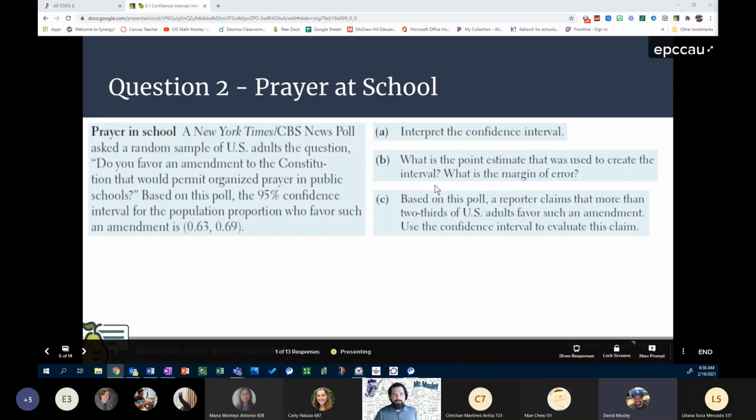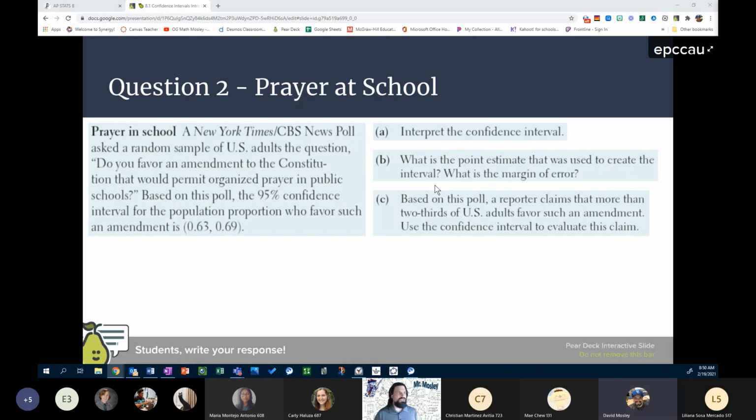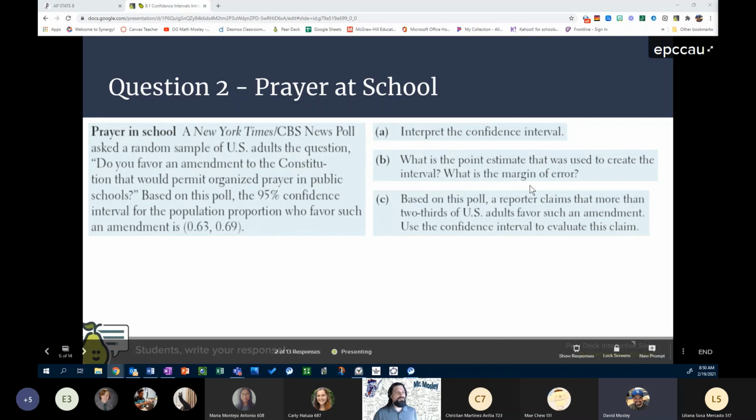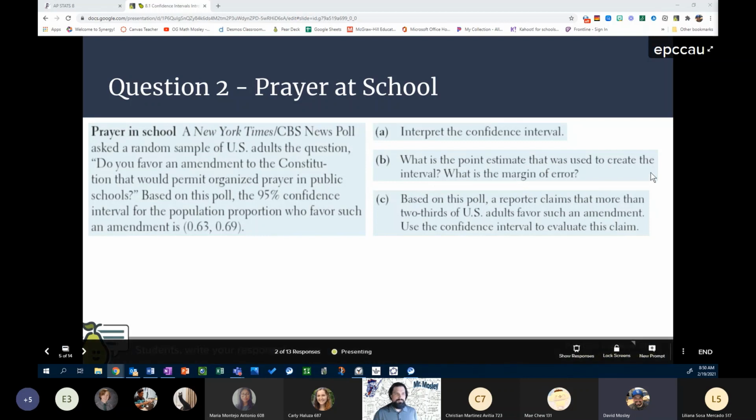Right, we're using a sample proportion, sample mean, right, what type of statistic is being used, and what was its value? Right, what is the margin of error? Right, based on this poll, a reporter claims that more than 2/3 of US adults favor such an amendment. We're going to use the confidence interval to evaluate this claim.